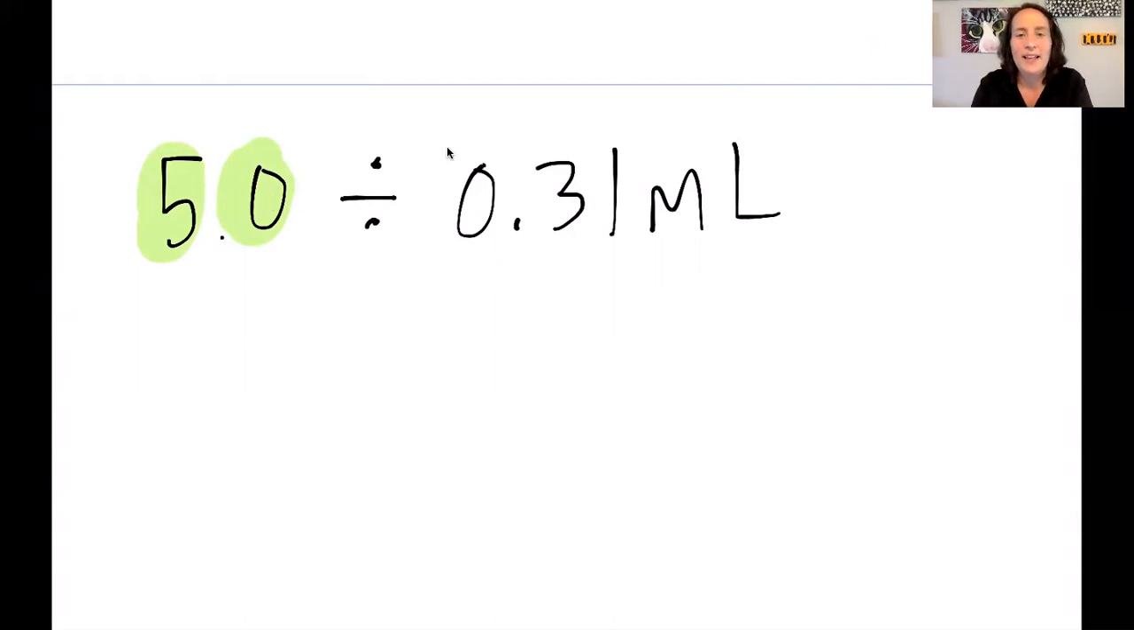Okay? And then if we look at this number here, how many of these digits are significant? Hopefully you again said 2. Remember, this 0 is a leading 0, and all leading zeros are not significant, but all non-zero integers are. So we've got two significant figures here and two significant figures here as well. So when we perform this division, grab your calculator and just go ahead and divide it. You don't even have to put the 0.0, honestly. You just say 5 divided by 0.31 equals.